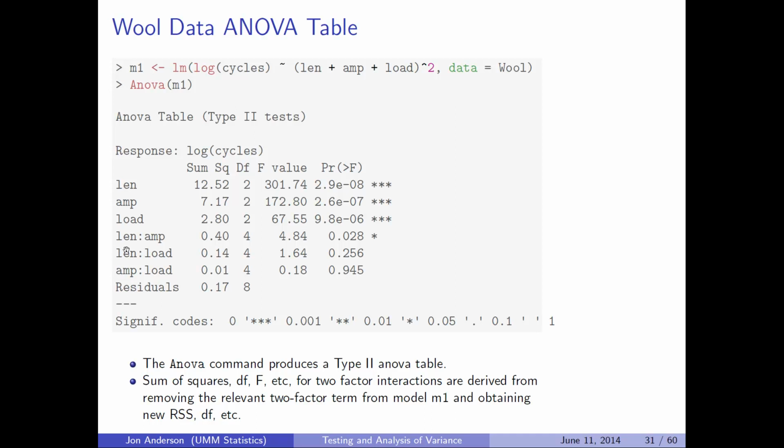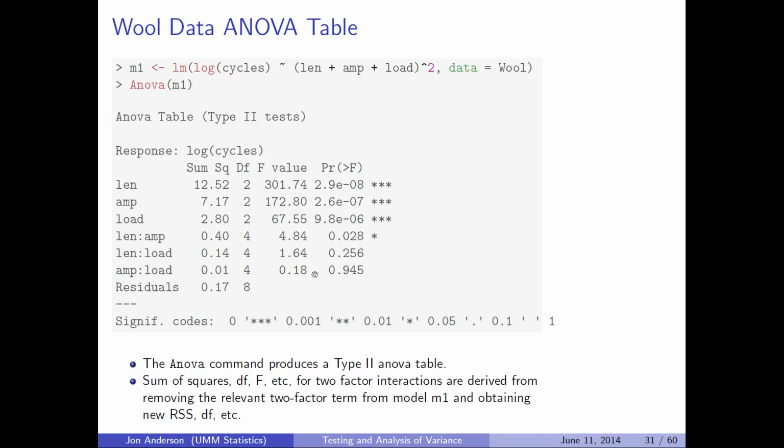This is a type 2 ANOVA table, and so the bottom row is the residuals for model M1. We have the residual sums of squares and the degrees of freedom, and there is no F statistic for this row because it is the denominator of every F statistic, so it doesn't have one of its own. All of the other effects are tested in a type 2, marginality principle manner, and the F statistics and the p-values for those tests are given here.